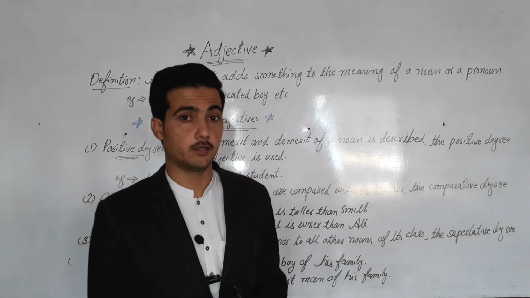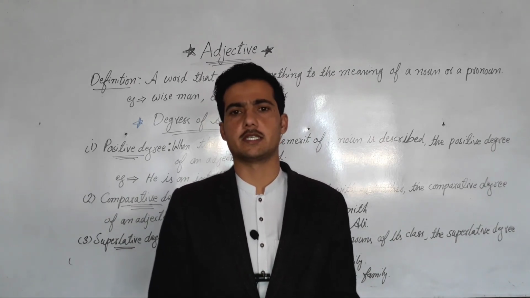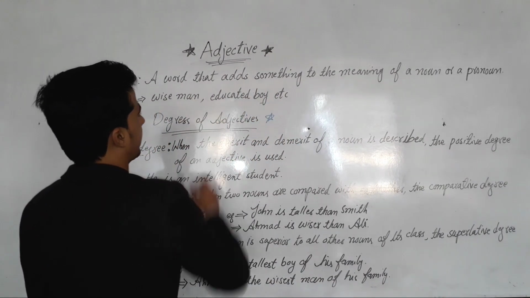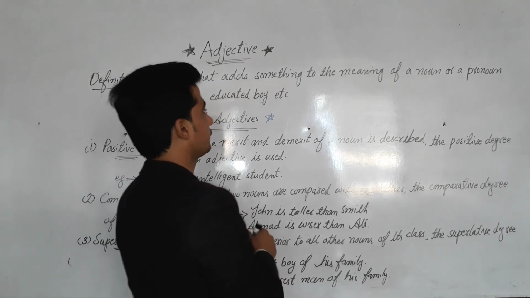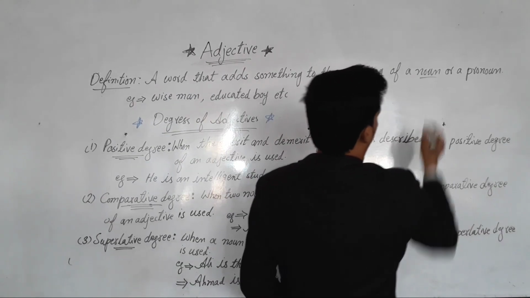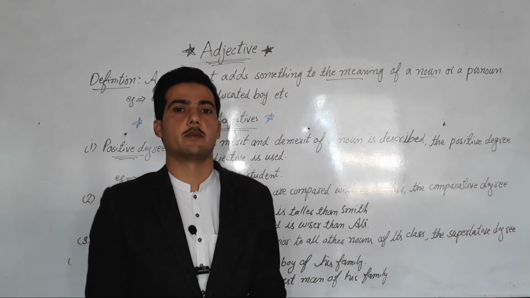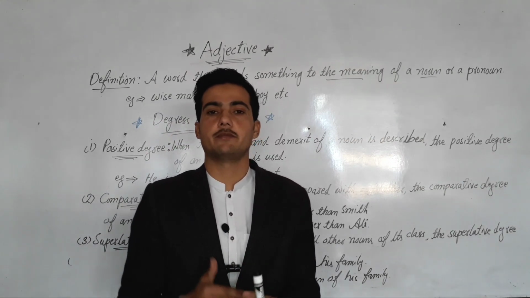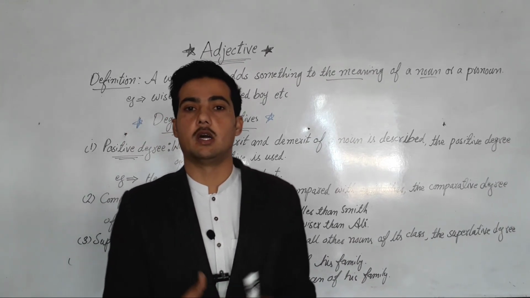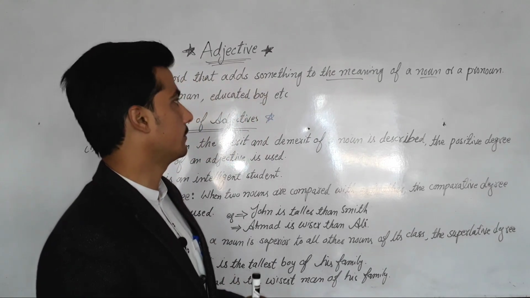Before we go further, we should keep in mind the definition of adjective. Adjective can be defined differently, but one definition is given like this: a word that adds something to the meaning of a noun. So adjectives are the kind of words which add something to the meaning of a noun. One grammarian defined it like this: an adjective is a word which describes a noun or pronoun. It can be variously defined, and one of the definitions is like this.